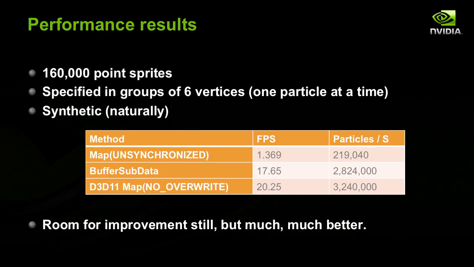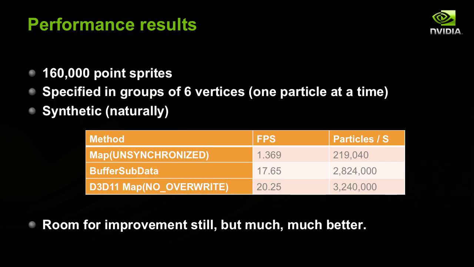So he says, I do 160,000 a frame. I just do one particle at a time. They're specified as quads, and it's totally synthetic. But with map unsynchronized, I'm getting brutally terrible perf. I'm only getting about 220,000 particles a second. And I said, hey, have you looked at buffer subdata? And he said, buffer subdata is better. I'm getting about 18-ish frames a second. But that's still not as good as D3D11 map no overwrite, where I'm getting 20.25.